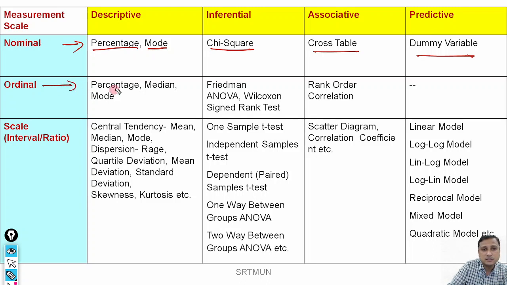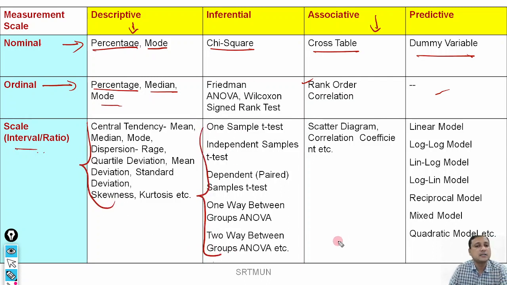So far the ordinal is concerned, again percentage you can use, median and mode in descriptive. In inferential, Friedman, ANOVA, Wilcoxon rank test you can use. In associative, you can use only rank order correlation, and there is nothing here in the predictive. So far the scale data is concerned, you can use plenty of statistical methods. So far inferential is concerned, there are many statistical techniques which you can apply on scale data, and in associative you can go with scatter diagram and correlation coefficient, and there are plenty of regression models which you can apply on the scale data in predictive statistics.